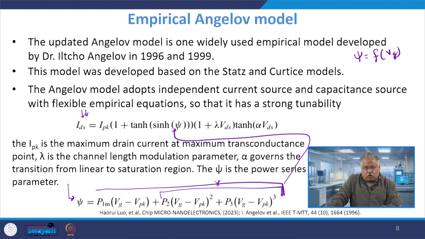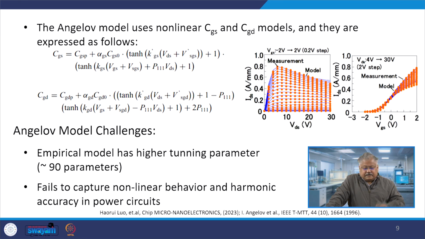This is for the HEMT model, when you are doing the empirical Angelov model. As I discussed with you, the Angelov model uses a nonlinear gate-to-source and gate-to-drain model, and they are expressed in this manner. Don't worry about the expression, it is taken from a research paper which is shown here. Then CGD and CGS are taken in this manner. It looks complicated, but when you actually do it on a MATLAB platform, it becomes relatively easy to handle. These values are all tunable parameters. For example, CGSO is not a tunable one, alpha GS is a tunable parameter, and so on and so forth.